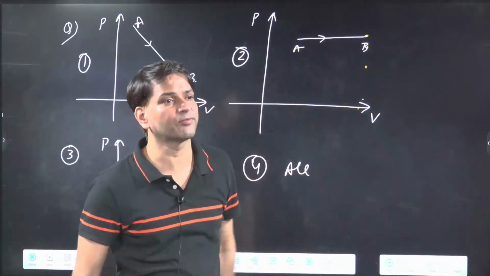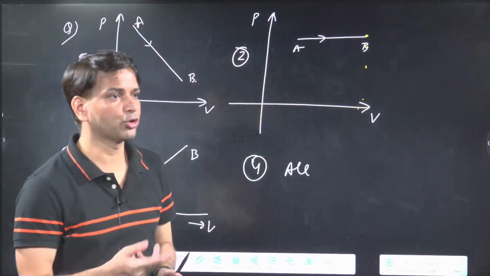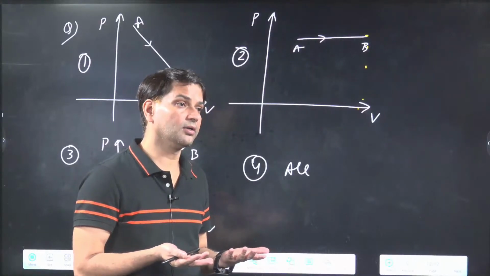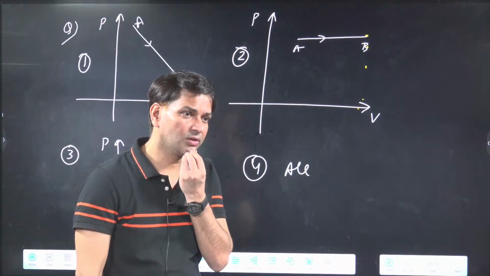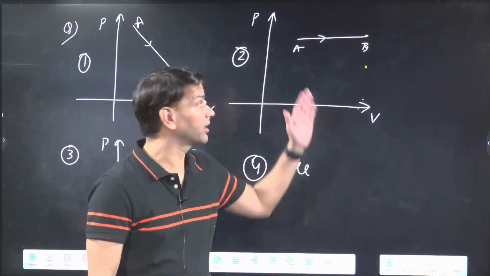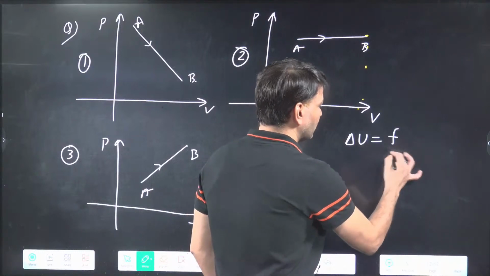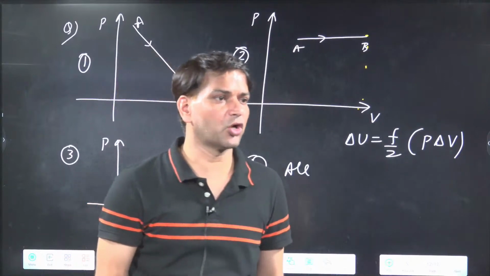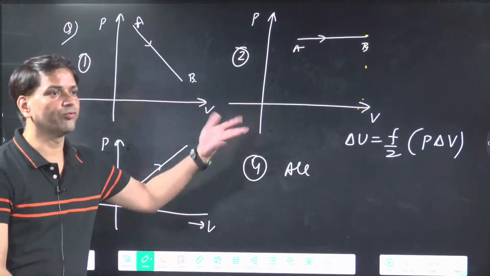Why? Volume is increasing from A to B, yes or no? You will not get delta U zero, because P delta V is non-zero, since delta V is non-zero. So in this case delta U is f by 2 into P delta V. Now P is non-zero and delta V is non-zero, so you will not get delta U zero. So the answer is not 2. In 2 we cannot get it.